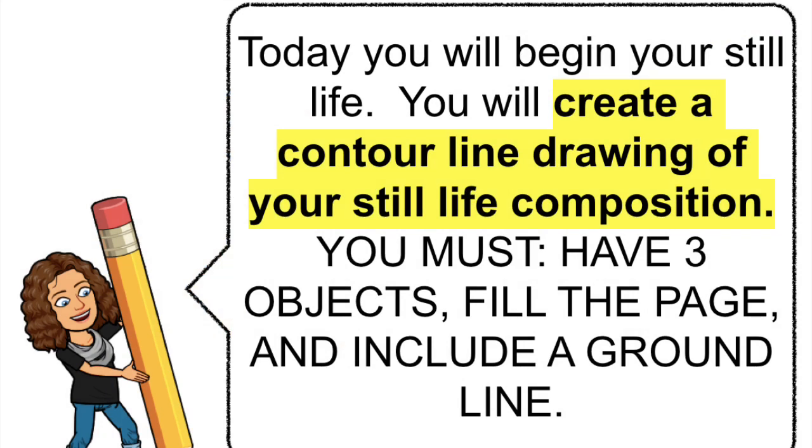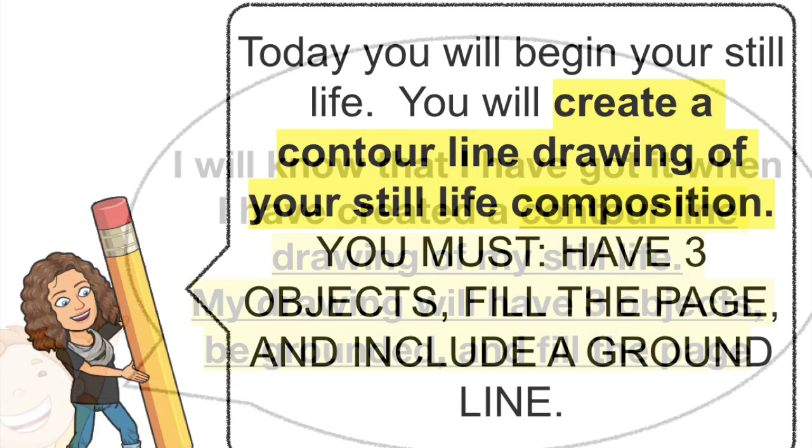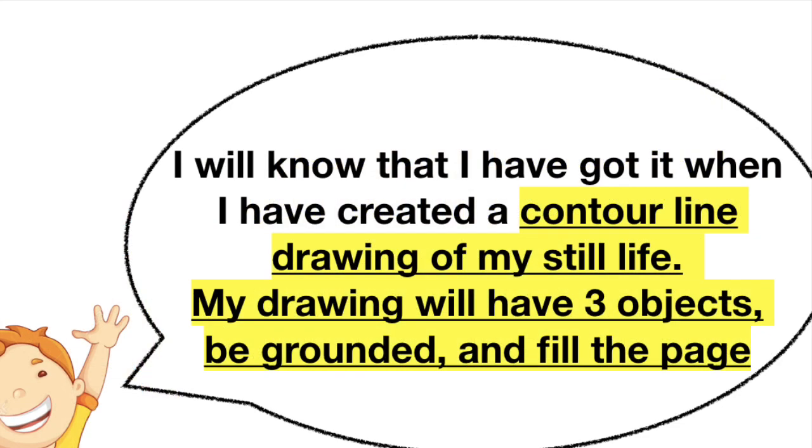Begin your still life. You will create a contour line drawing of your still life composition. You must have 3 objects, fill the page, and include a grounding line. I will know that you have got it when you have created a contour line drawing of your own still life that has included 3 objects and a grounding line and has filled the page.